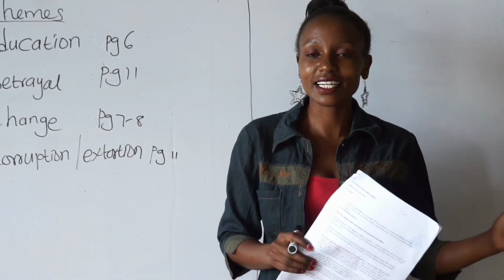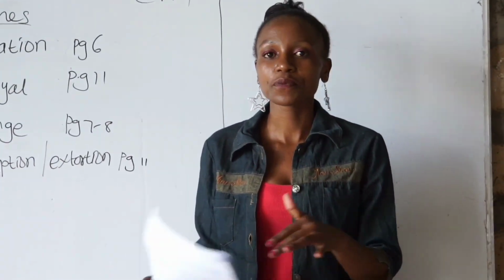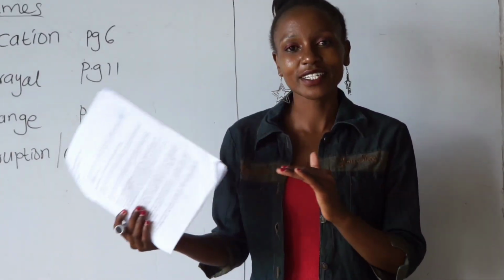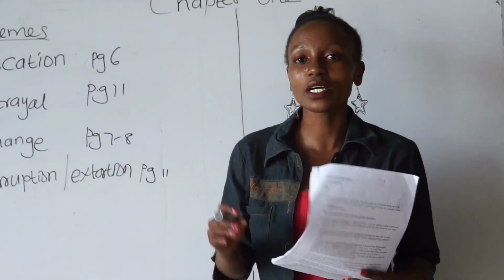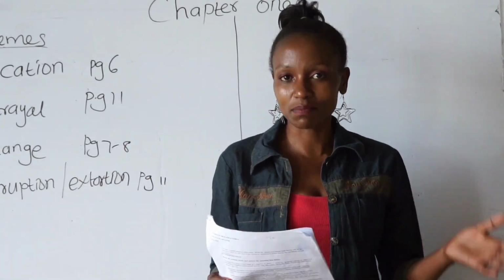Theme number 2, we have the theme of betrayal, and the whole book is about leadership. So we have the leaders betraying the citizens. You see, as we vote in the leaders, we expect them to protect the citizens and to ensure the well-being of the citizens. But in Gambia, the opposite happens.